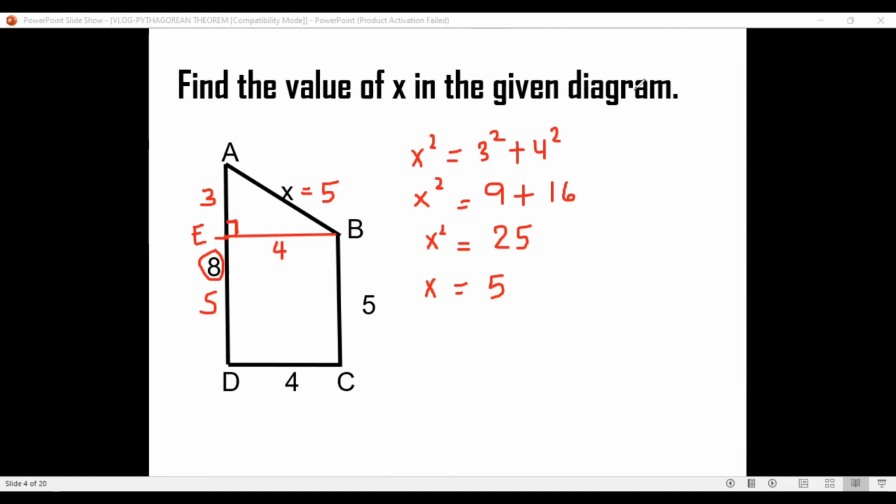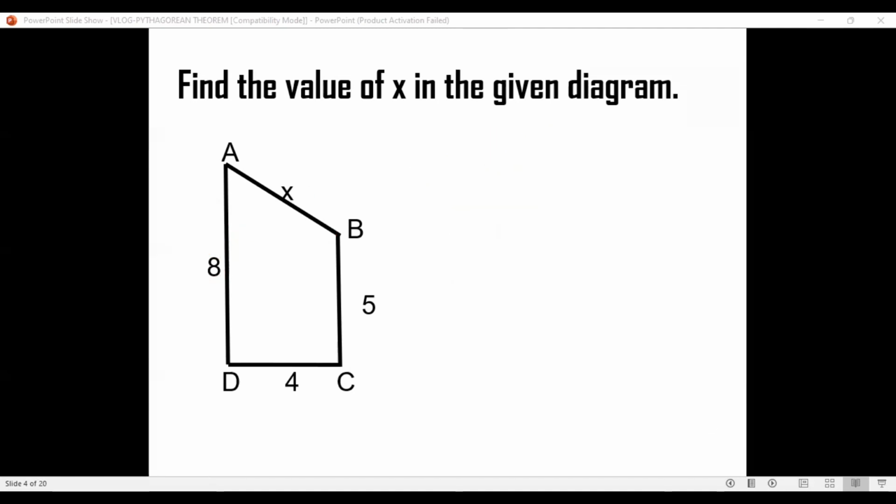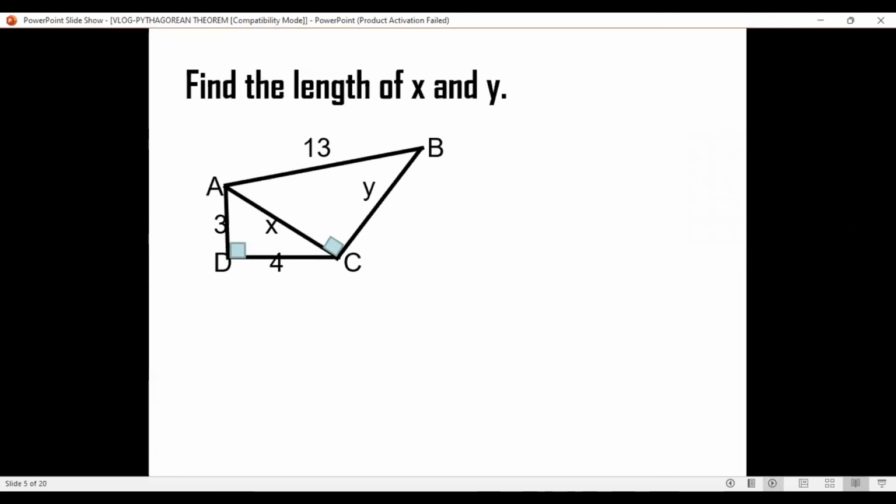Okay, so let's have another example. Here there are two missing measures already. Find the length of xy. If you will remember, 3, 4, and 5 are another set of Pythagorean triples. So 3, 4, so we can just let x be equal to 5, since we just showed that solution.